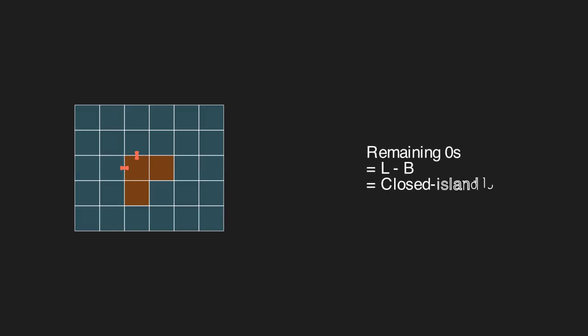After all 4 borders have been processed, consider any cell still equal to 0. It cannot be reachable from a border 0, because the depth first search from that border would have visited and changed it to 1. Thus the remaining 0 cells are precisely L-B. By the border theorem, every remaining component is a closed island. Initialize the closed island count to 0.